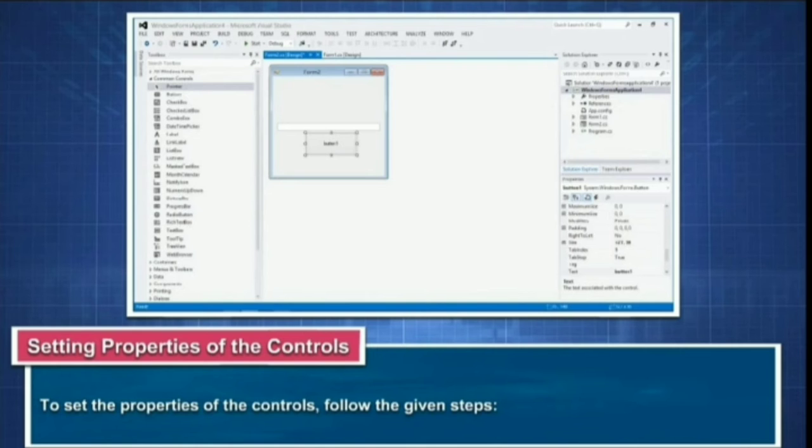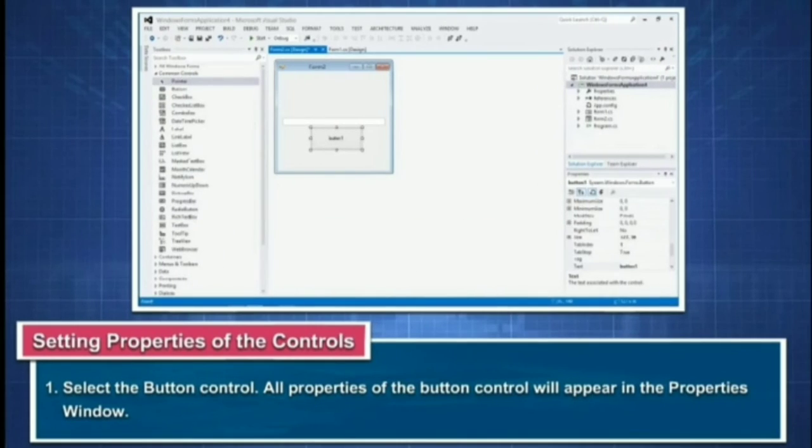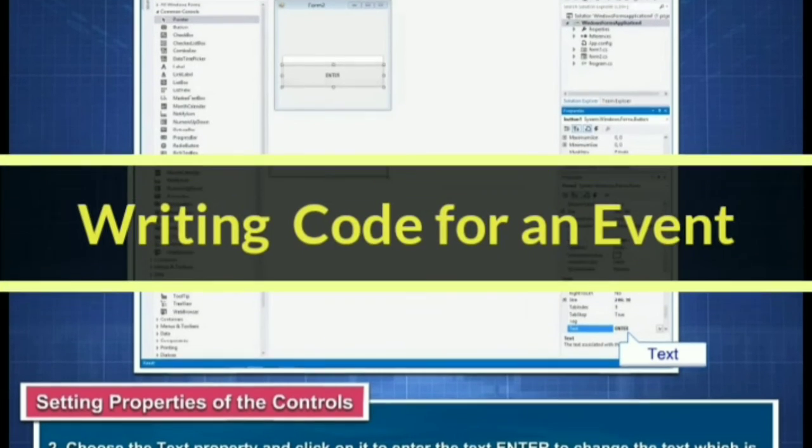To set the properties of the controls, follow the given steps. Select the button control. All properties of the button control will appear in the Properties window. Second step, choose the Text property and click on it to enter the text. Enter it to change the text which is visible on the button. The form will look like as shown in the figure.